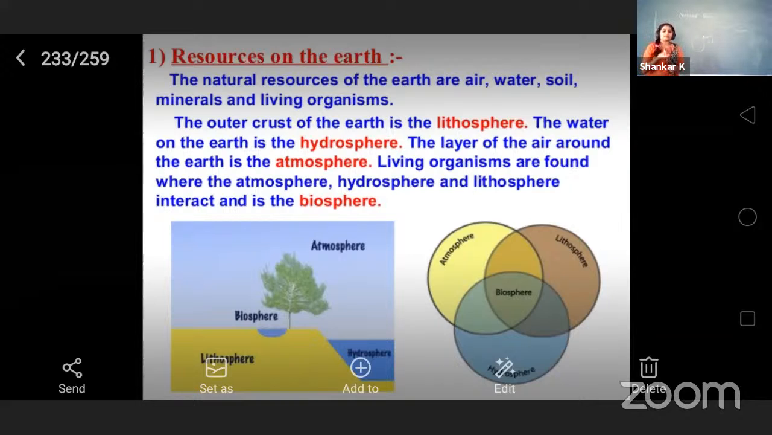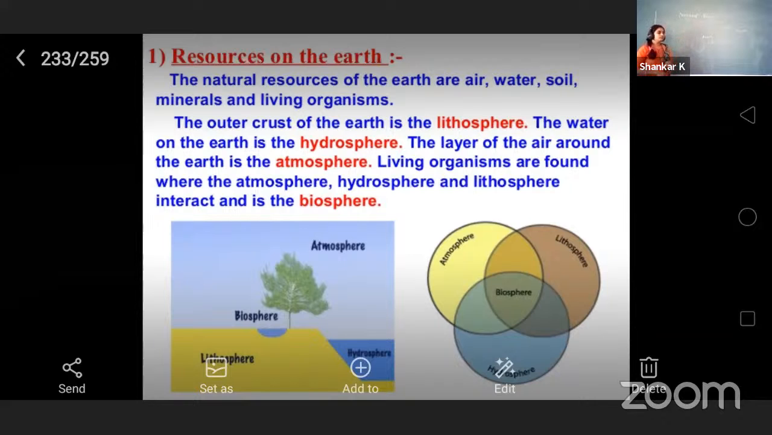Plants also need air, water, soil and sunlight. So all living things need natural resources like air, water, soil and minerals. Okay? So what does this earth have? The earth has three types of things where living organisms can survive.